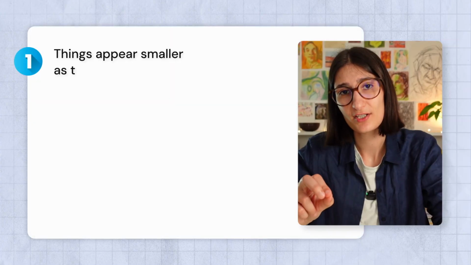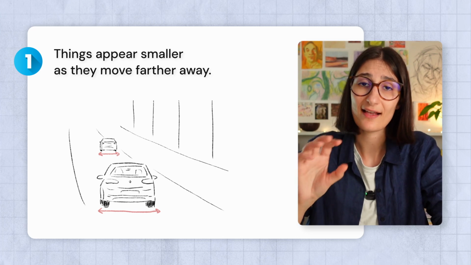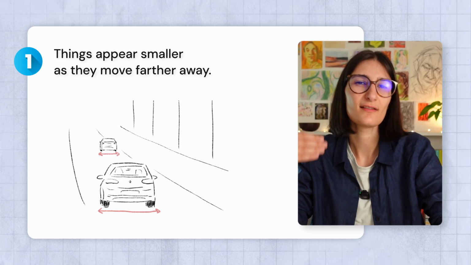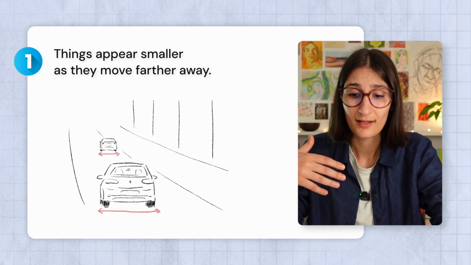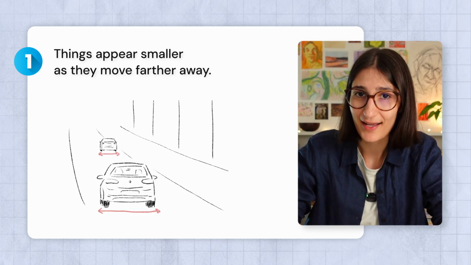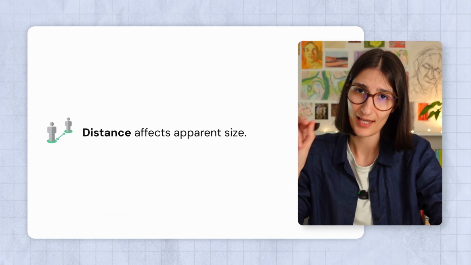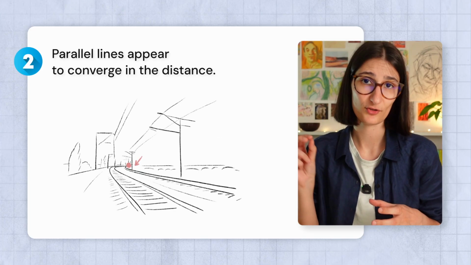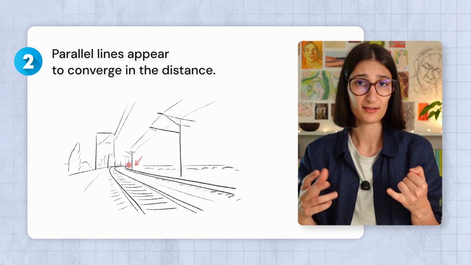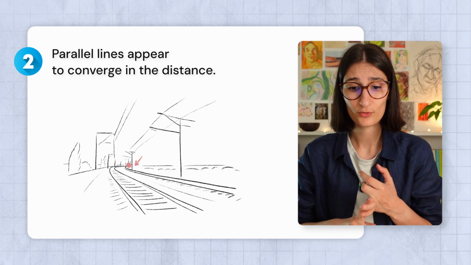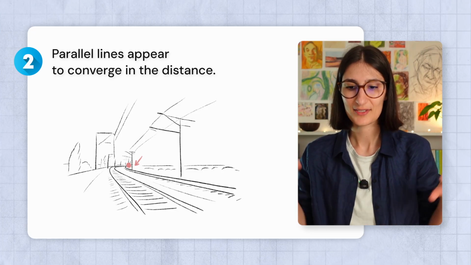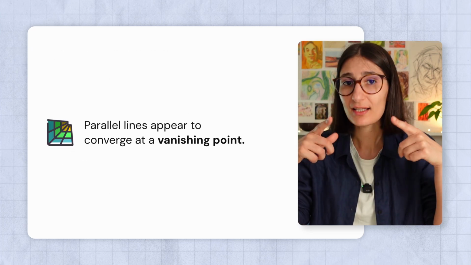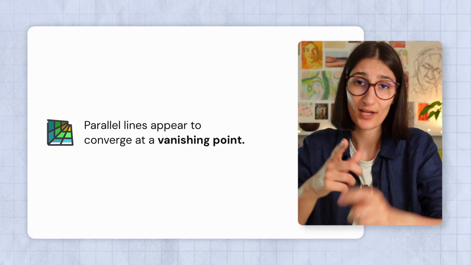The first fundamental observation is that things appear smaller as they move further away. So a car in the distance is not actually smaller than a nearby car, but it appears smaller to our eyes. So distance affects apparent size. The second one is that parallel lines appear to converge in the distance. An example of that is railway tracks, roads, the edges of buildings seem to move toward each other as they recede from us. So parallel lines appear to converge at the vanishing point.